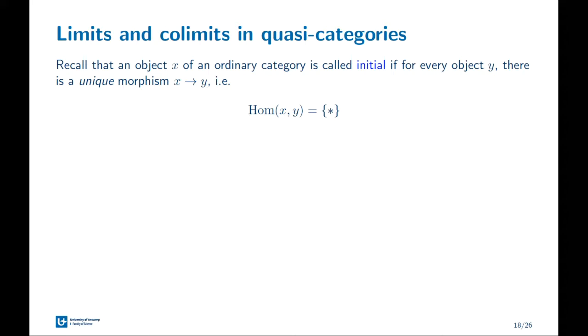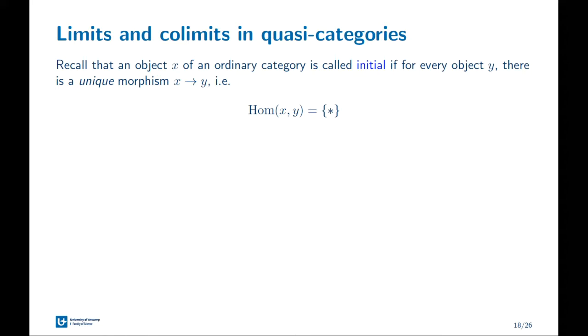So let's first recall, in an ordinary category, an initial object is an object x such that for any object y, there is a unique morphism going from x to y. In other words, the hom set from x to y should be just a point. There's just one morphism going from x to y.